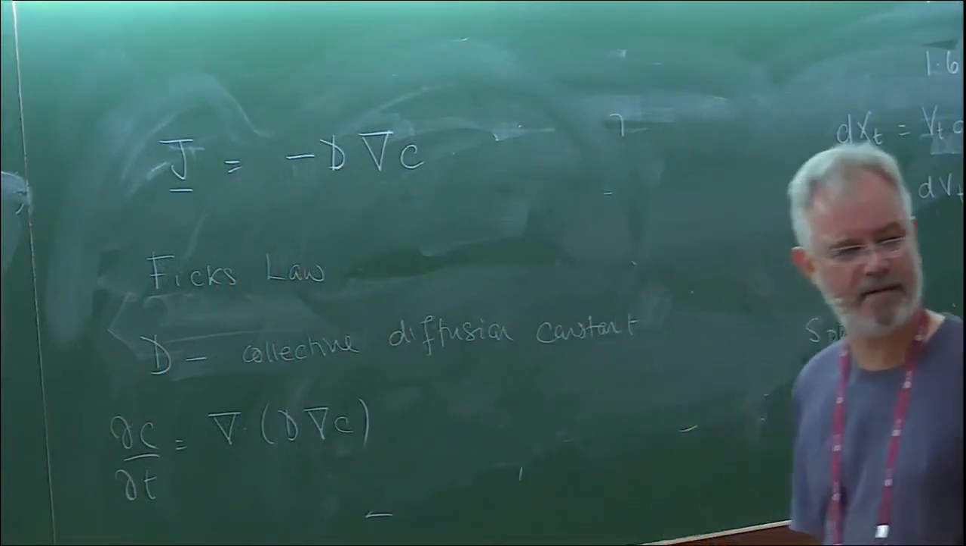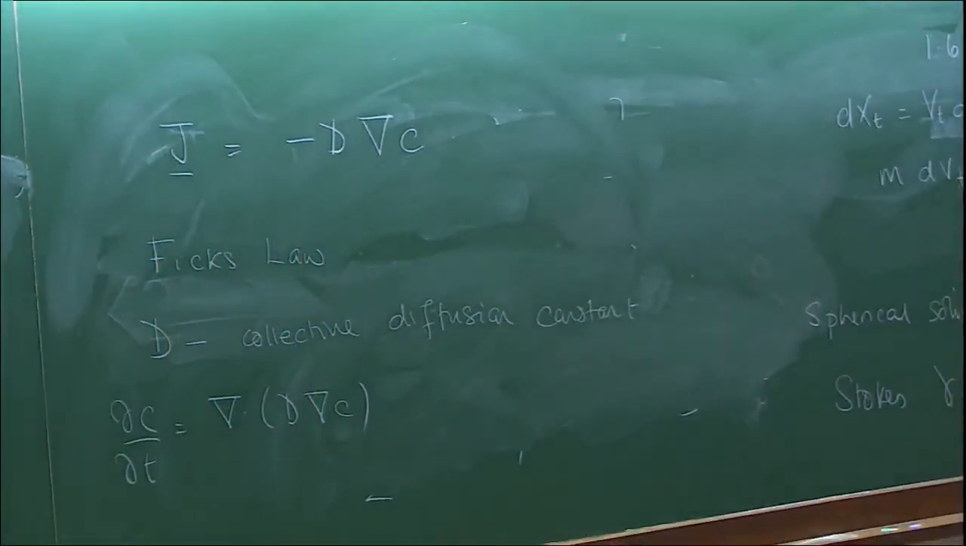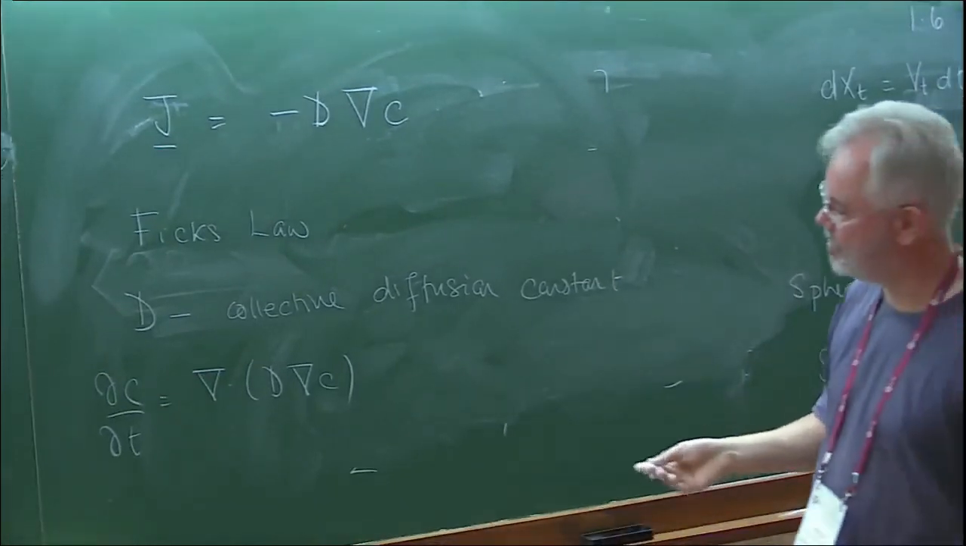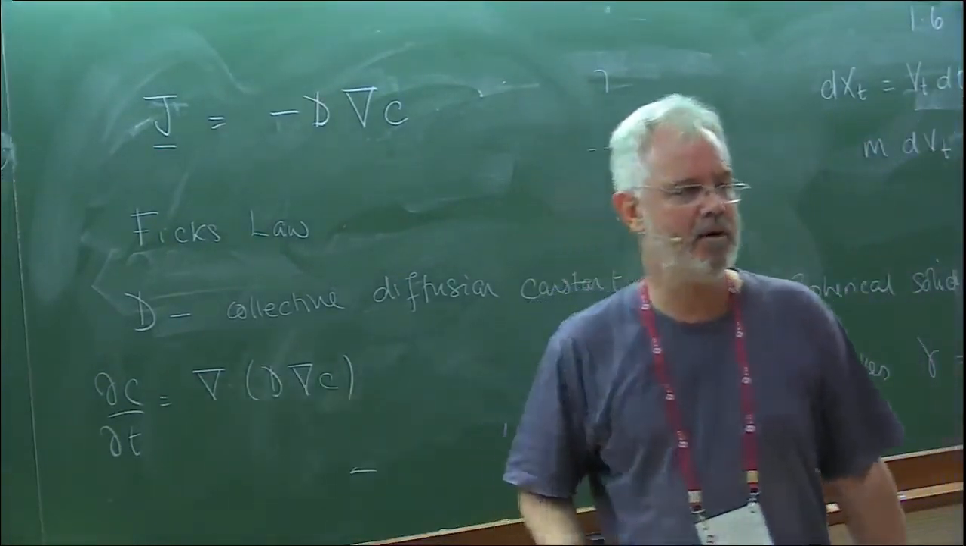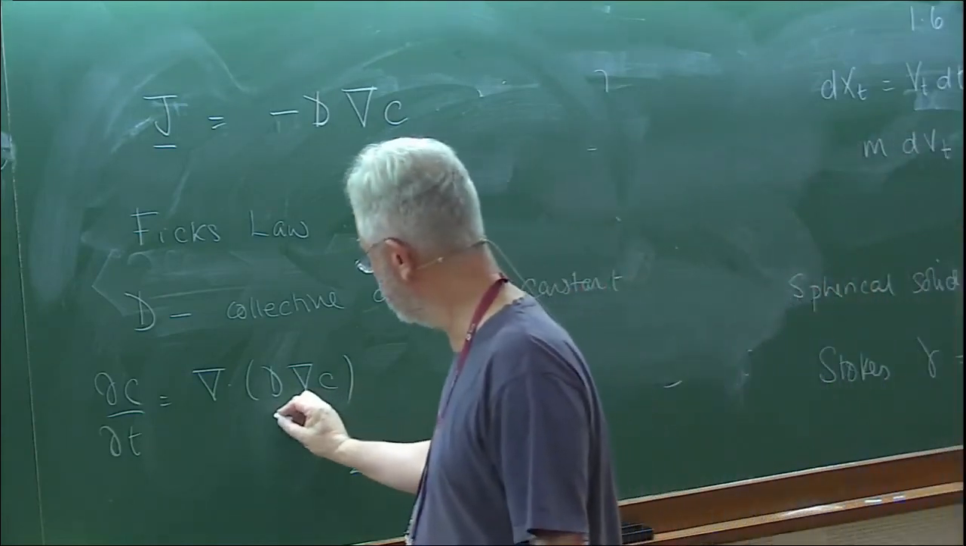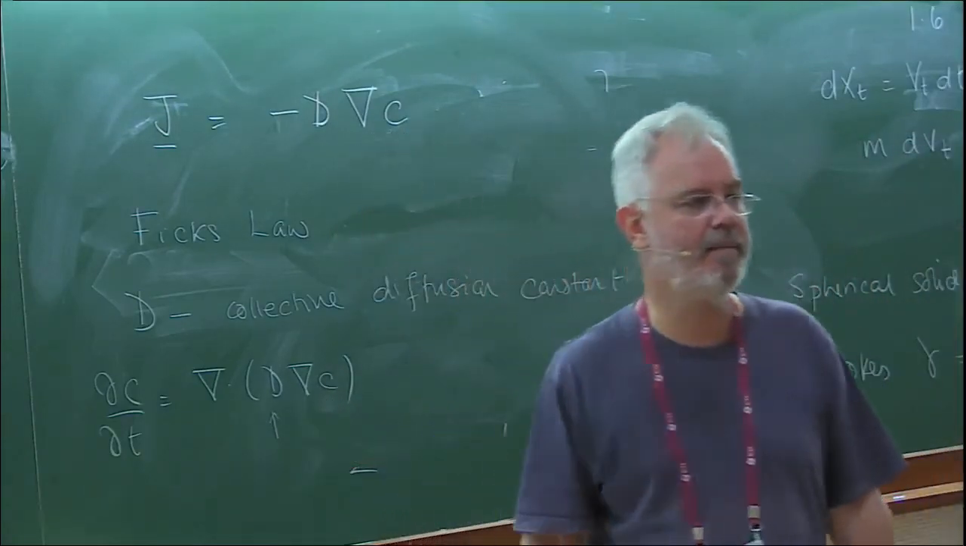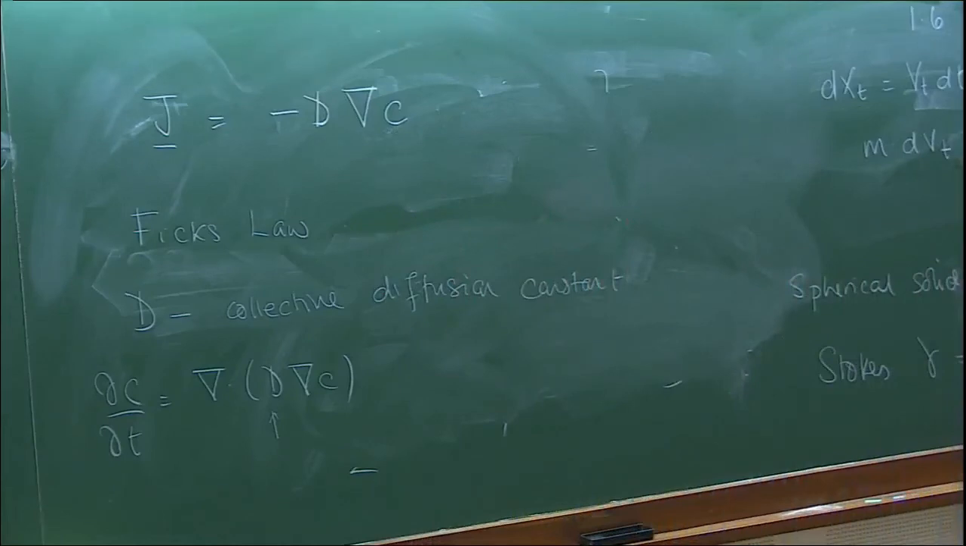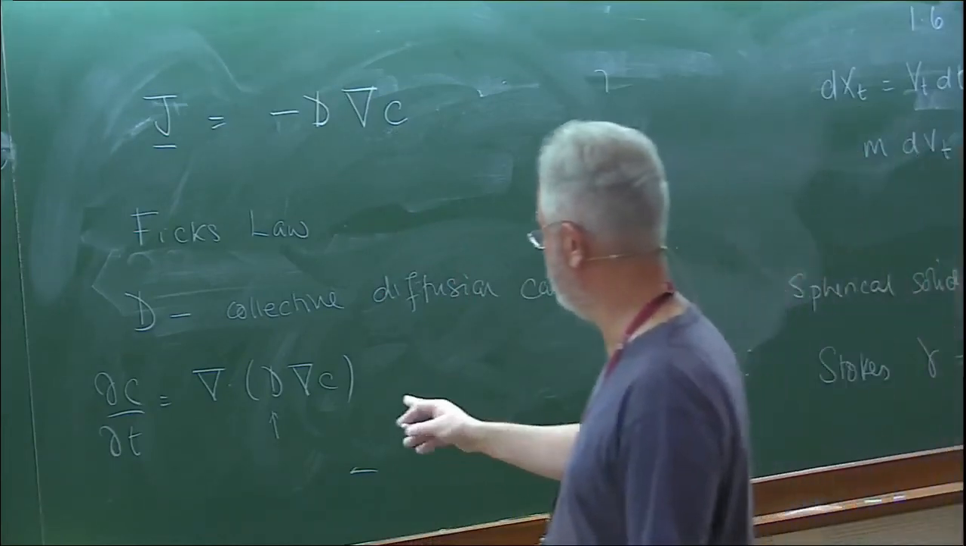Now, if D is constant, I can put it out here, right? But in principle, D can depend on the position in space, right? For instance, in a fluid, we saw that the diffusion constant depends on the temperature and the viscosity, okay? So in principle, this can depend on space. It can vary.